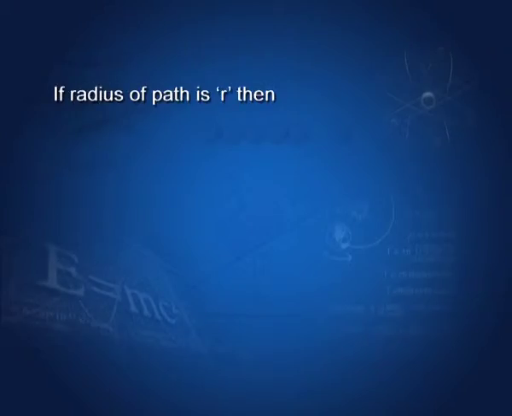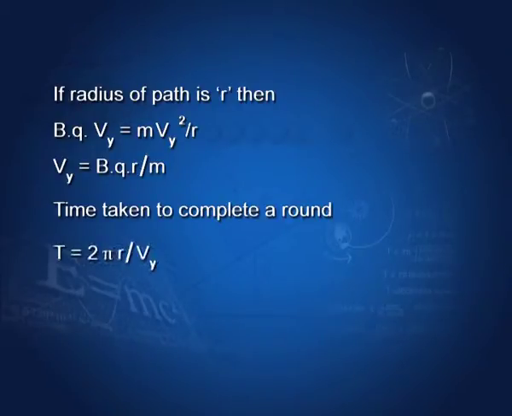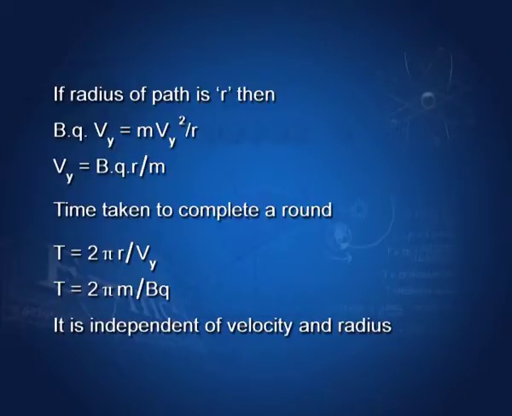If the radius of the path is r, then the force Bqv will be equal to mv square divided by r. From here, velocity along the y-axis will be equal to Bqr upon m. So, the time taken to complete the round, T, will be equal to 2 pi r divided by velocity along the y-axis, which gives us the relation T equals 2 pi m upon Bq. Once again, the time period is independent of the velocity and the radius.